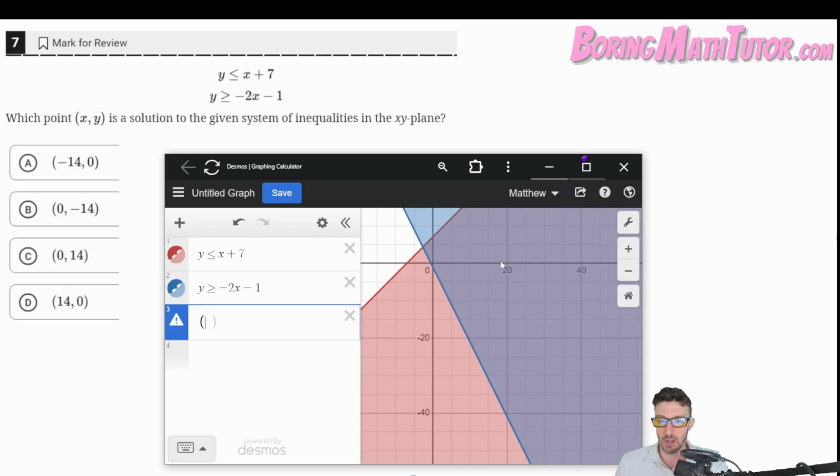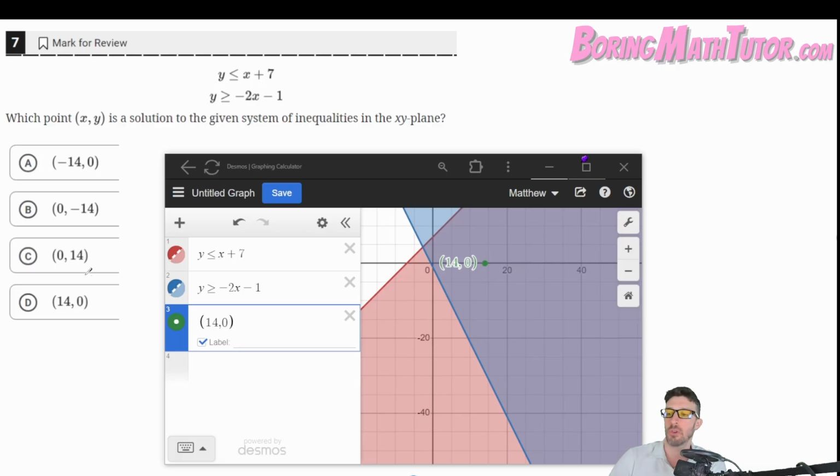Just by using my visualization here, I can see that around this region would contain 14,0, just so you guys can see that. Boom, look at that. That is in the overlap between the two shaded regions, so we are done. That is definitely the fastest way to get this problem done. You definitely want to use Desmos for this.